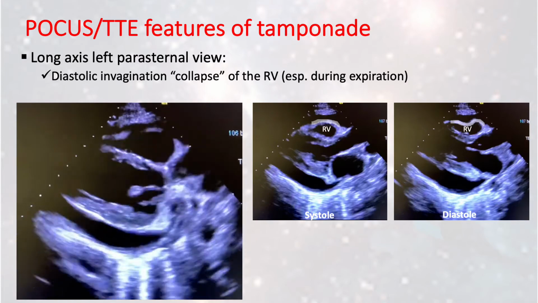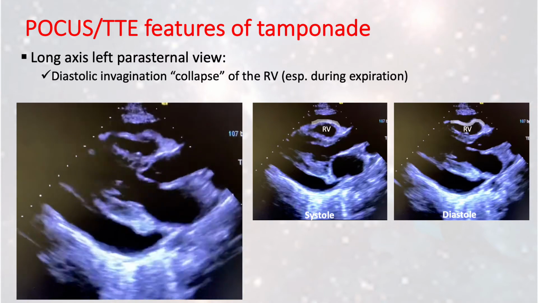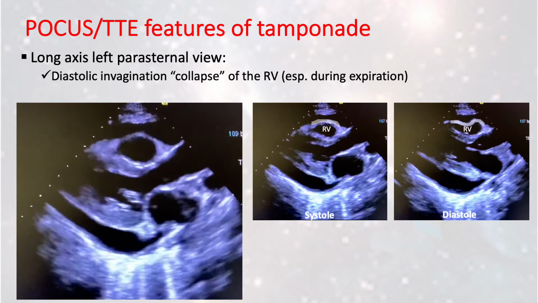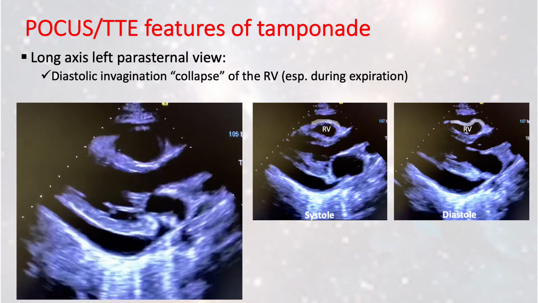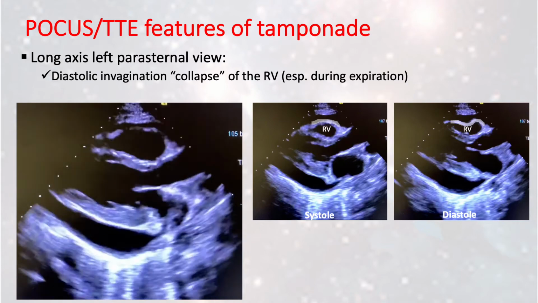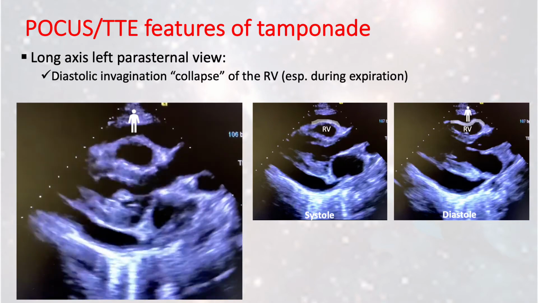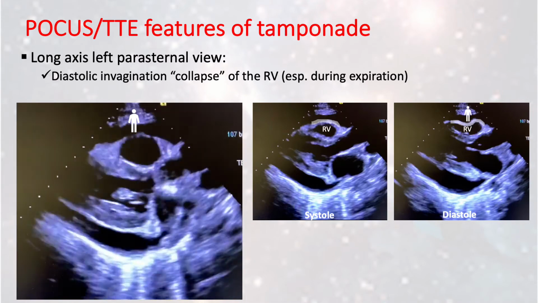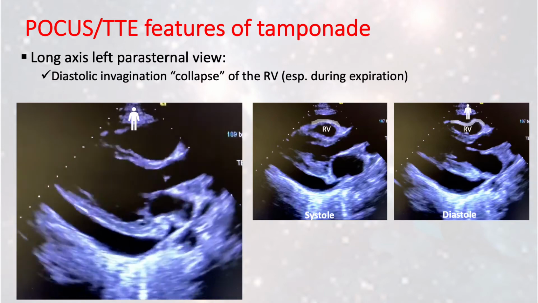So the pressure in the pericardial sac will exceed the pressure in the right ventricle during diastole, and if the pressure in the pericardial sac continues to increase, then the invagination will happen even during systole. This resembles what some people call the little man bouncing on the trampoline sign, as you can see here, basically causing the indentation or the invagination.